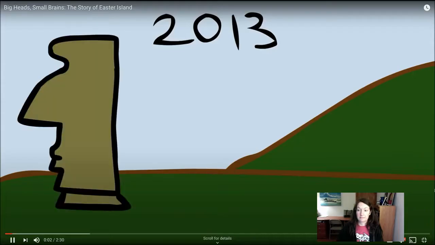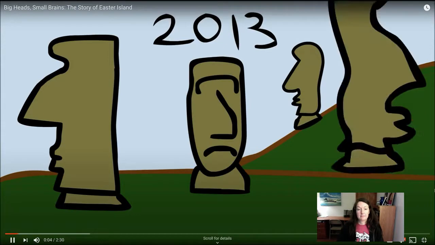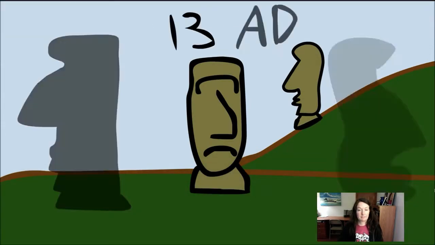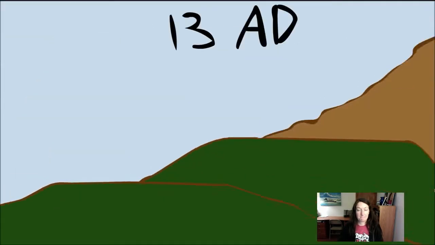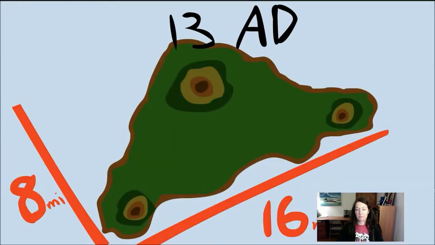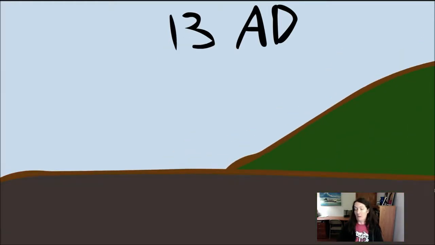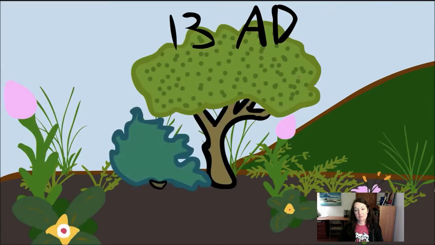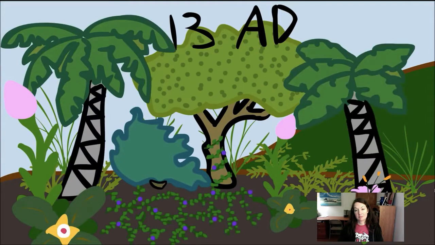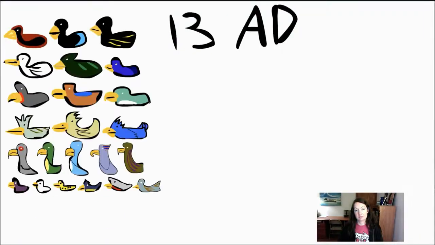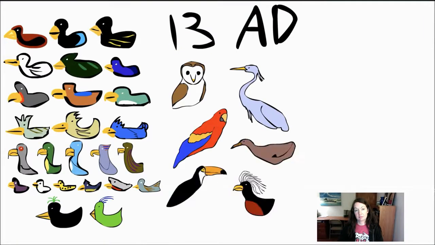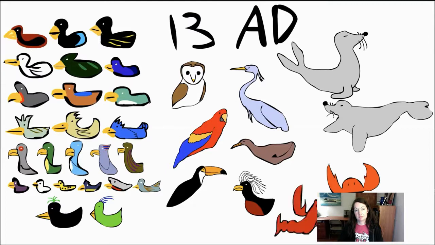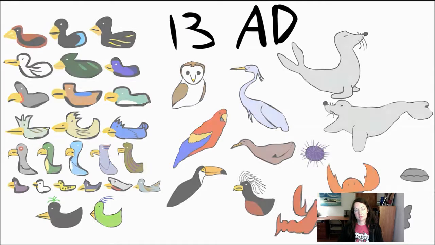Today, Easter Island is famous for the massive stone heads scattered along its grassy coast. 2,000 years ago, however, Easter Island was a 64 square mile slice of paradise, notable for its fertile volcanic soil, which gave life to a lush subtropical forest. The island was home to at least 25 species of nesting birds, 6 species of land birds, and a wealth of seal colonies and shellfish.